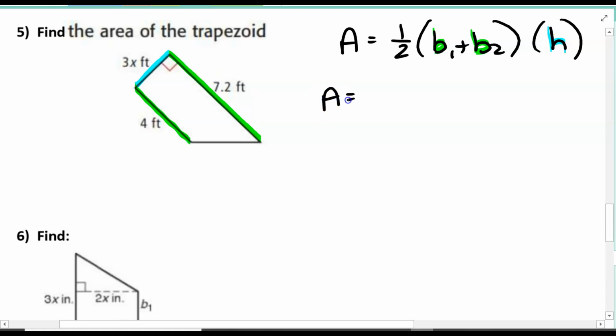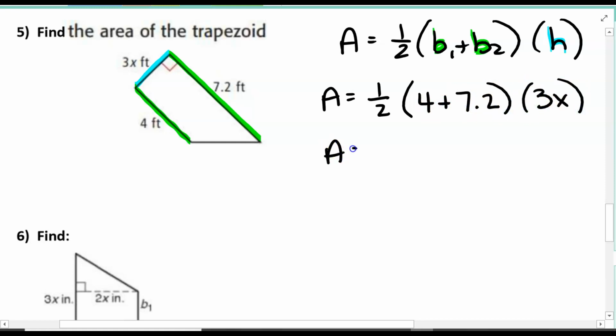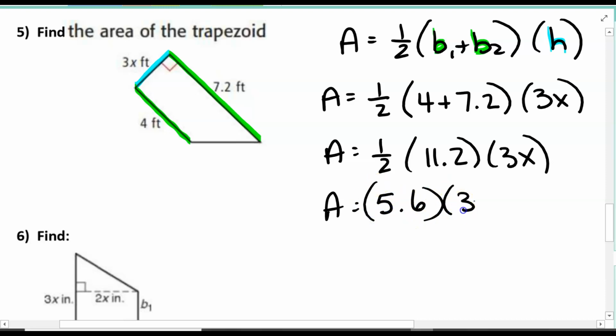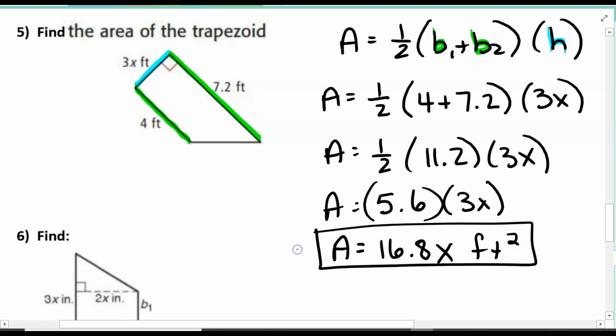So my area here is 1/2 times 4 plus 7.2 times 3x. 1/2 times 11.2 times 3x. 11.2 divided by 2, or times 1/2, is going to give me 5.6 times 3x. Some of you stopped there, but I can figure out what that is. That 5.6 times 3 is going to give me 16.8x. The unit of measure is feet squared. And so we're done.